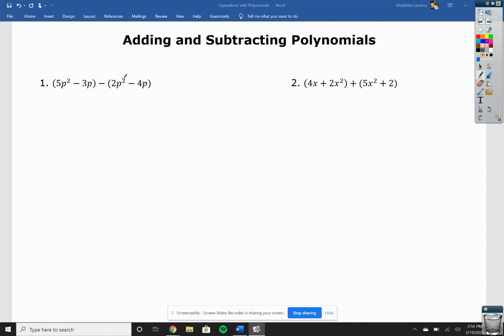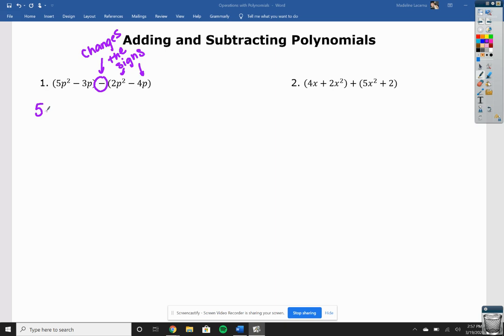Now if we look at this first one over here, it's 5p squared minus 3p minus 2p squared minus 4p. And what we learned was that this subtraction sign right here had to change the signs of everything after it. So it changes the signs. And of course, that only applies to the two after it. So really, it's distributing this negative to both of these terms inside the parentheses after.